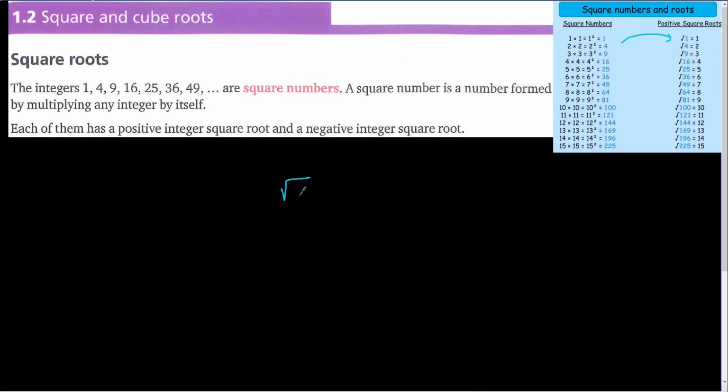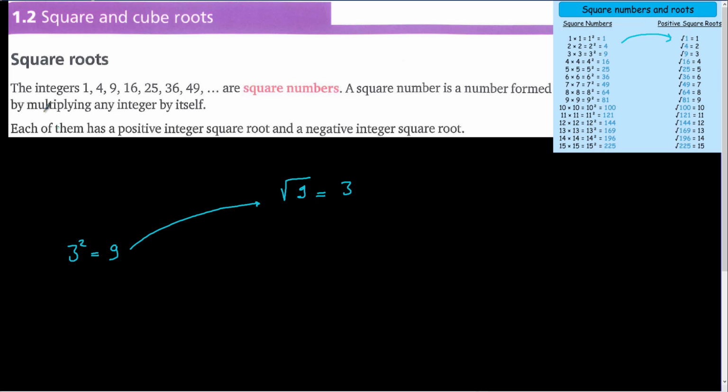We know that the square root of 9 is going to be equal to 3. How to understand that one? You should ask this question to yourself: which number's square is equal to 9? So 3 squared is equal to 9. That's why the answer of the square root of 9 is going to be equal to 3.